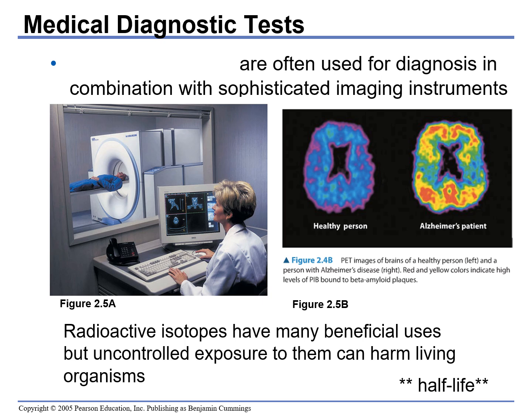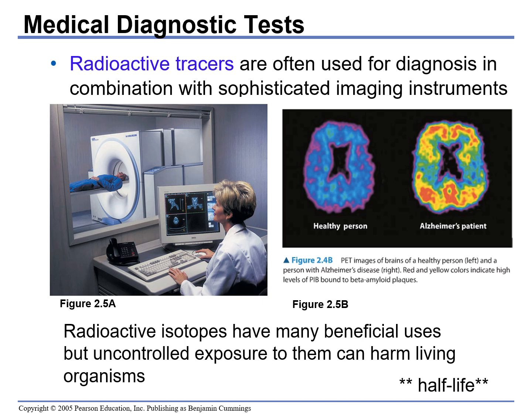Diagnostic tests. The radioactive tracers that we learned about on the last slide are often used for diagnosis in combination with sophisticated imaging instruments. Radioactive isotopes have many beneficial uses, but uncontrolled exposure to them can harm living organisms. So here in figure 2.5a, you see a patient being imaged, and in image 2.5b, you see a healthy person's brain compared to an Alzheimer's patient's brain.